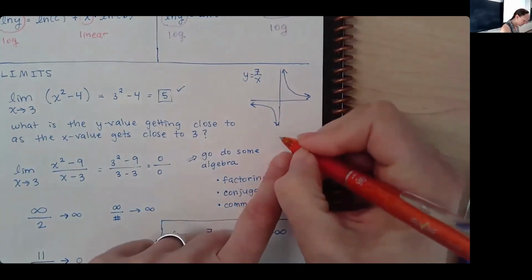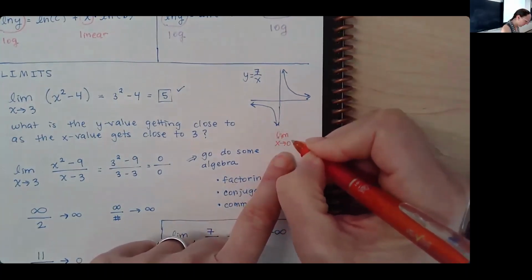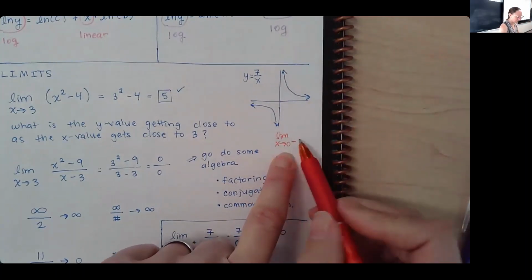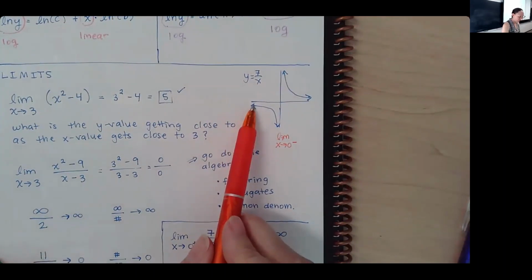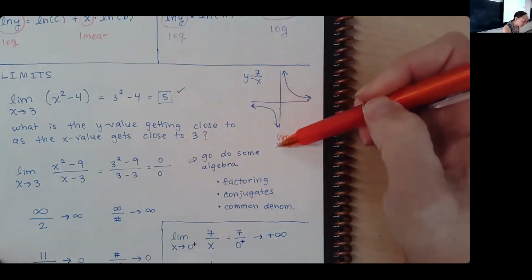But if I were taking the limit as x approaches 0 from the left, then that would say I start on the left-hand side of 0. And if I'm following the graph to see where the y value is headed, that y value is headed down to negative infinity.